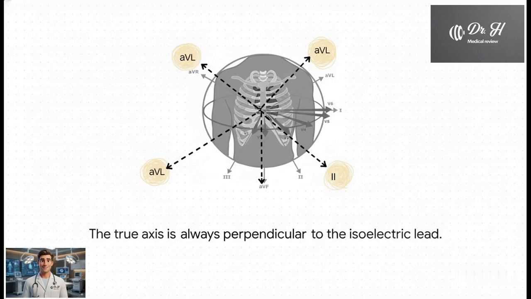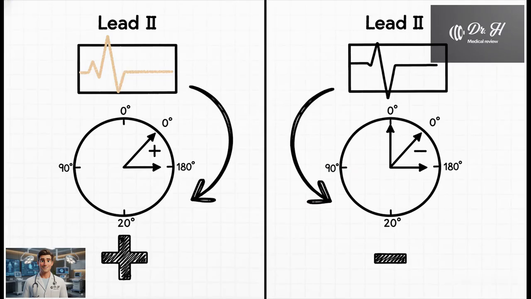So for example, if you find that lead aVL, which is at negative 30 degrees, is the most isoelectric, you know the axis has to be perpendicular to it. And which lead is perpendicular to aVL? It's lead II at positive 60 degrees. And this is our final step. We just look at that perpendicular lead, lead II in our example. Is the QRS complex in lead II pointing up? Then your axis is exactly positive 60 degrees. If it were pointing down, the axis would be going in the opposite direction, to negative 120 degrees. And just like that, you found the exact degree.